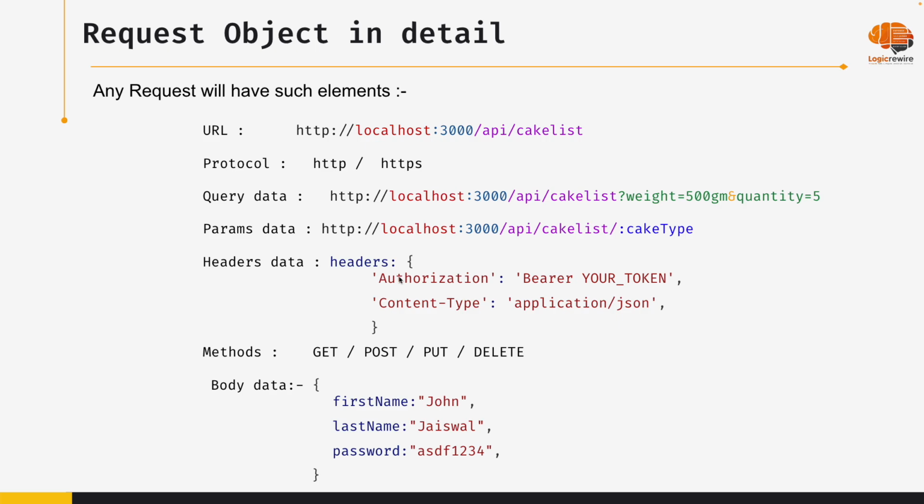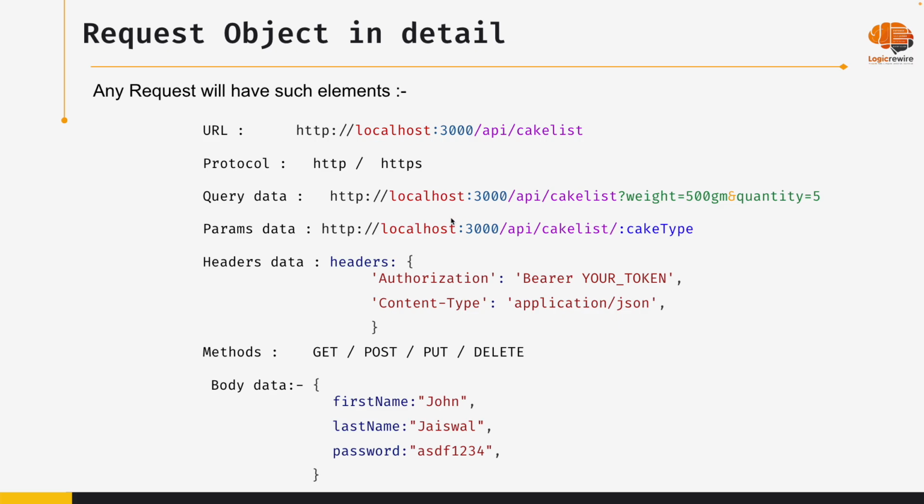Okay, based on this all. So as you can see here, any request will have a URL first, right? Protocol. So protocol is nothing but HTTP or HTTPS. Query data. Query data is nothing but the question mark, whatever is written after it, that is query data. Params data. So params data, what will we call it?